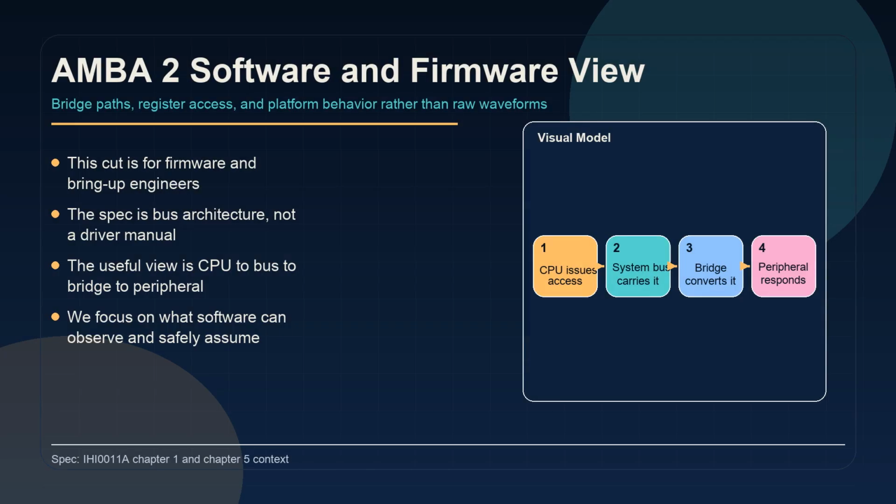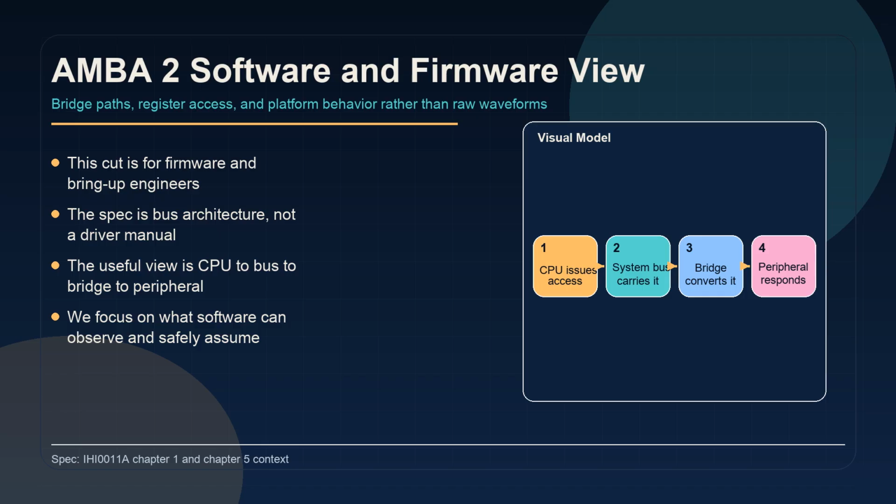Today we're going to be looking at the AMBA Core Specification from the software and firmware point of view. This is the software and firmware view of IHI0011A. The document is not a driver manual. It is a bus architecture specification.